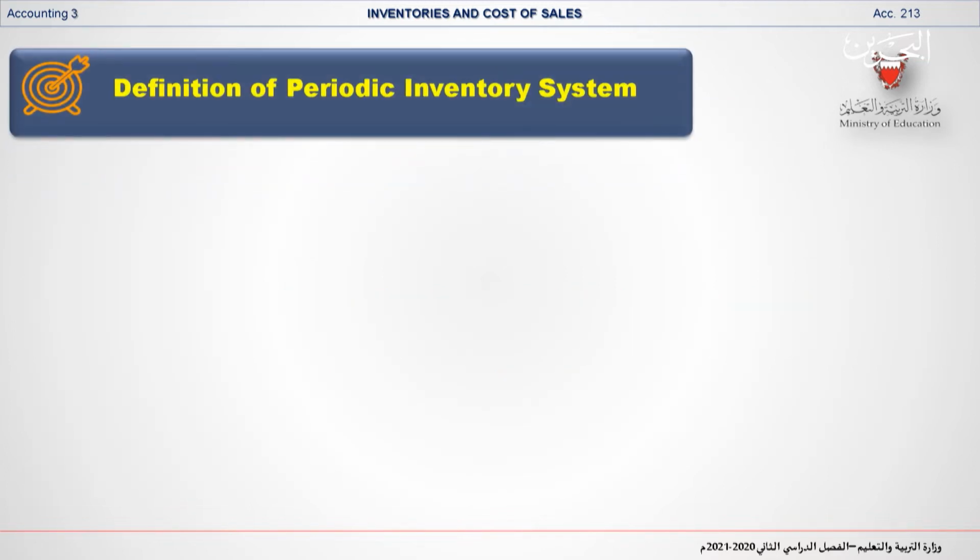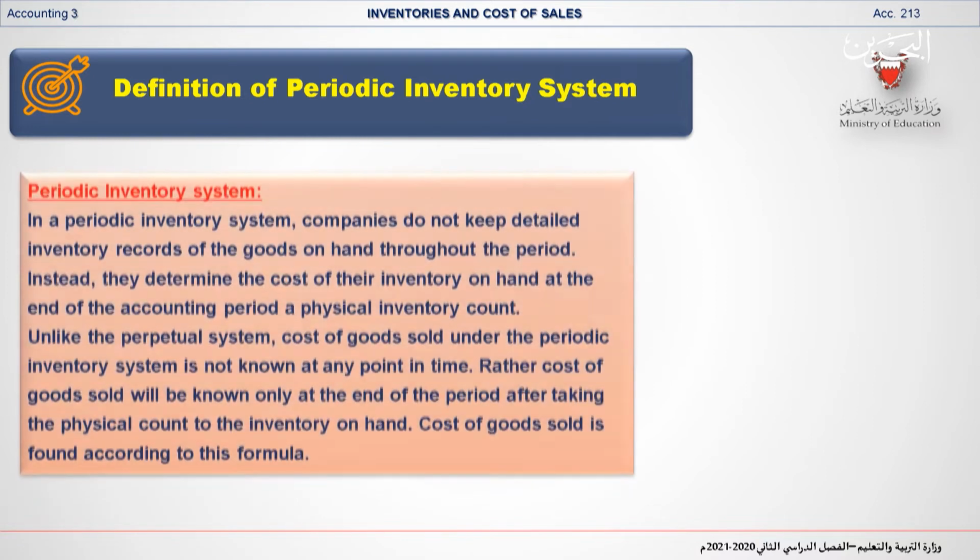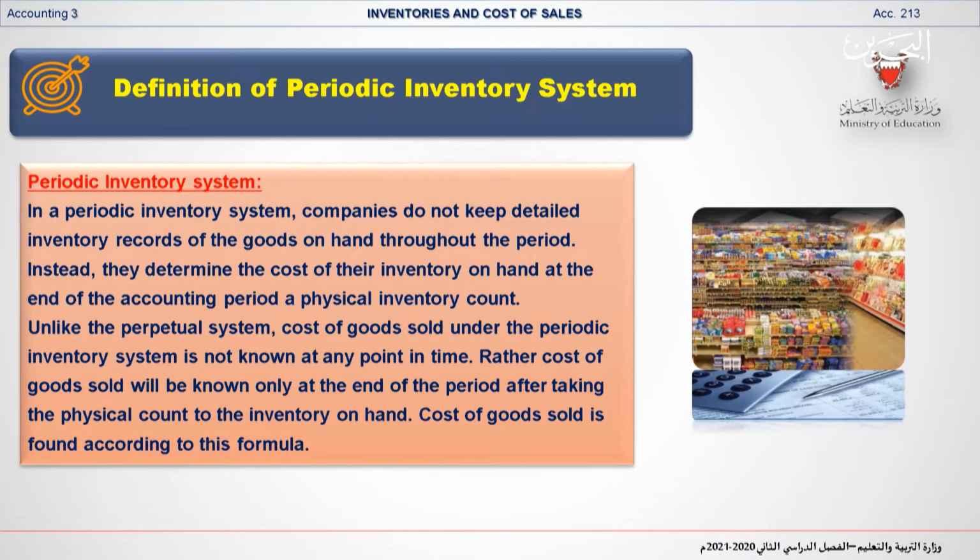Definition of periodic inventory system. The periodic inventory system is a method of inventory valuation for financial reporting purposes, in which a physical count of the inventory is performed at specific accounting periods to determine the cost of inventory on hand. Unlike the perpetual system, cost of goods sold under the periodic inventory system is not known at any point in time because valuation is done at specific accounting periods.